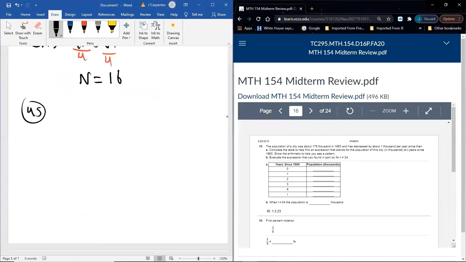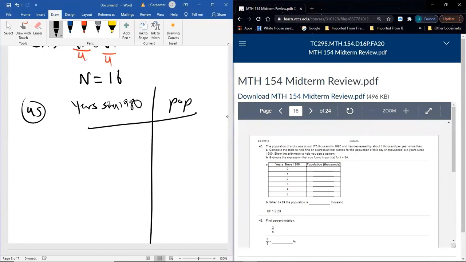The population of a city was about 175,000 in 1980 and has decreased by about 1,000 per year since then. So this city has 175,000, but their city managers aren't running it well, so people are leaving, or maybe they just ran out of space. So in 1981, they will have lost 1,000 people, which means, so years since 1980, and population, 0, 1, 2, 3, 4, T.